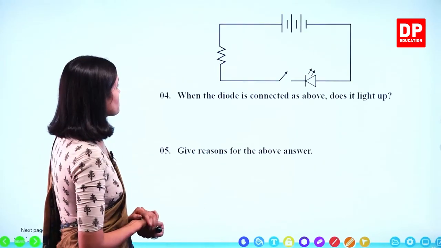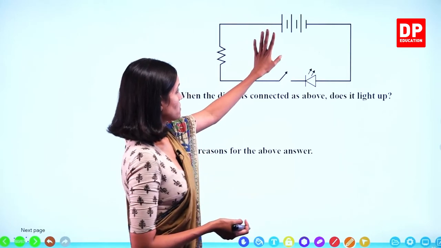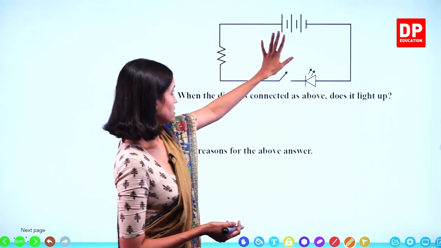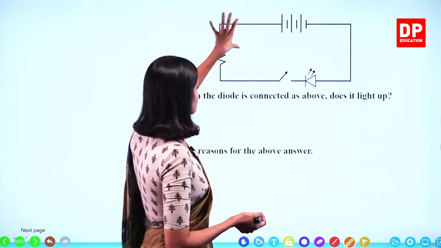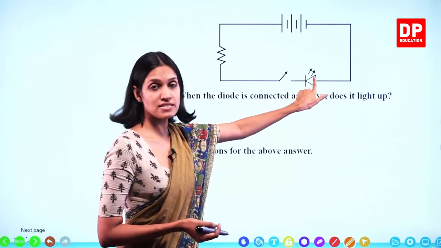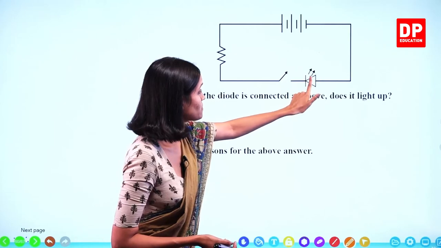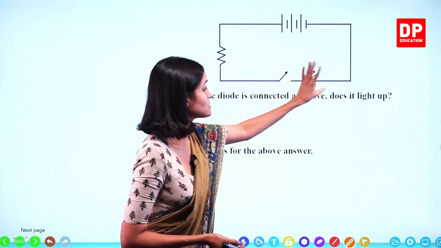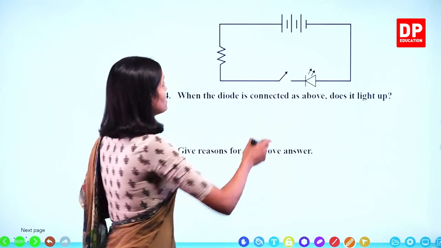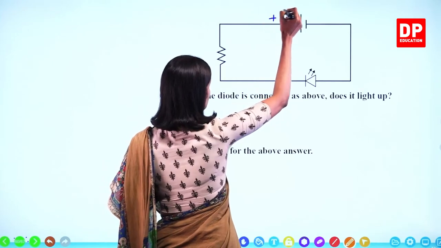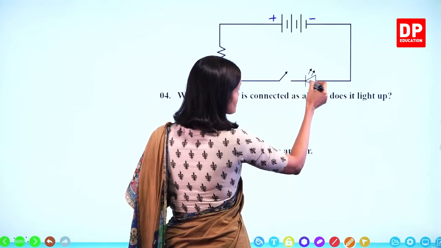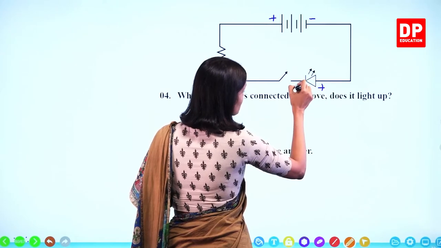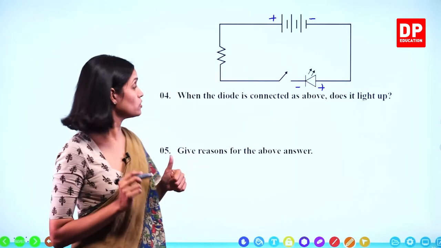Next one. Now look at this picture. Is this the same or different? All these other parts are the same, but this is different. You all can see this time the diode is connected with the terminals changed, okay? Now, this is the positive terminal, negative terminal. But here this side is the positive, this side is the negative terminal, okay?